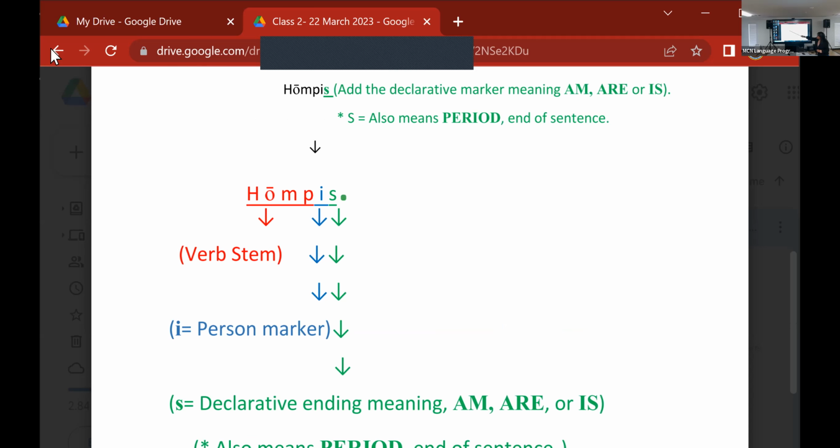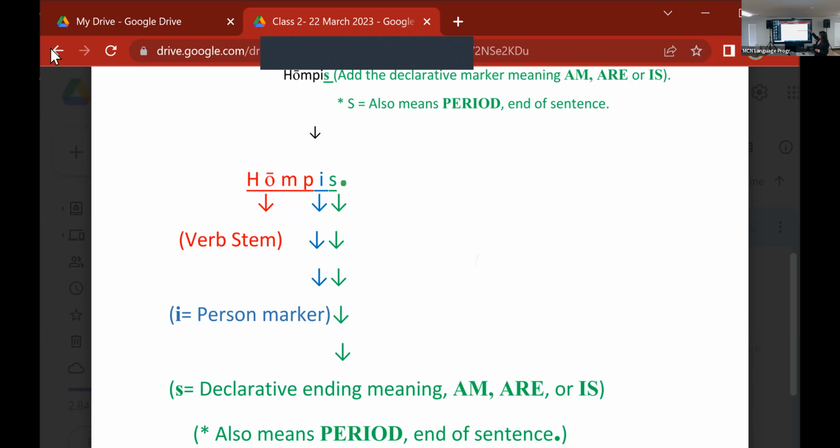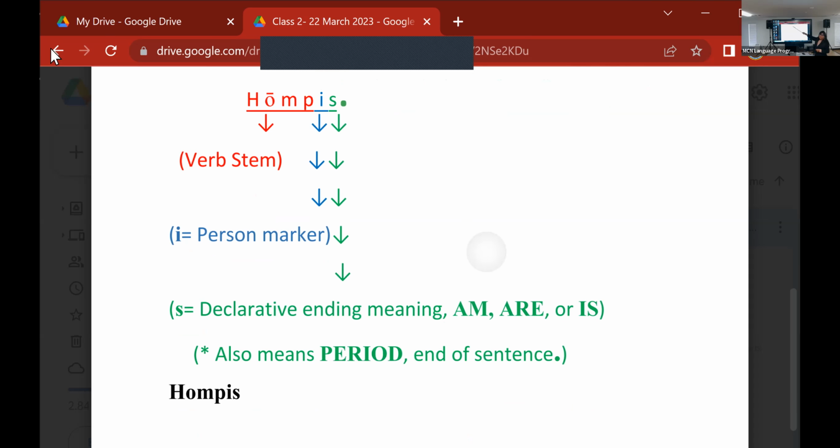So here you see the verb stem, and I like to color code because it helps me see where I'm going. Hombis: verb stem. I is the person marker you added. The S is the declarative ending, meaning am, are, or is. And I put in big font, period, because I kept getting dinged for that in class. She's like, you forgot the period because this means this and this. So that's why I put the period in bigger.